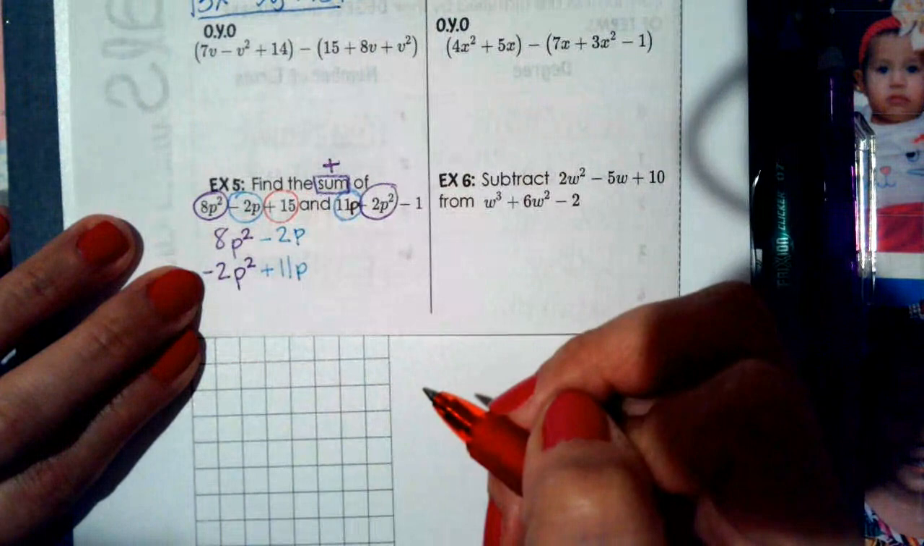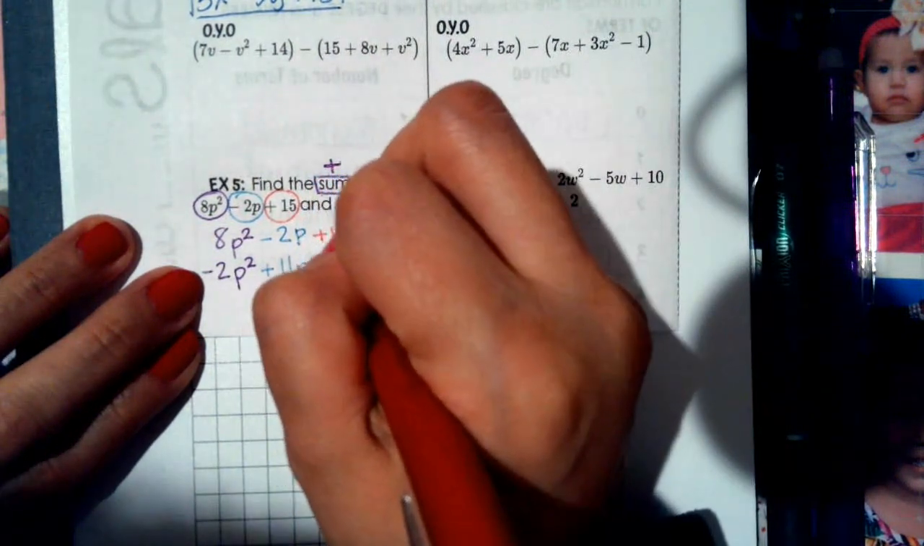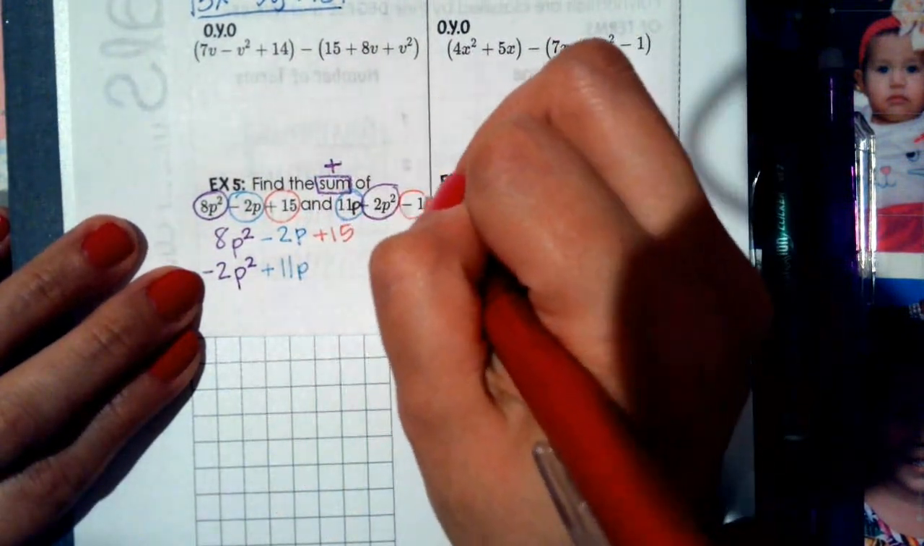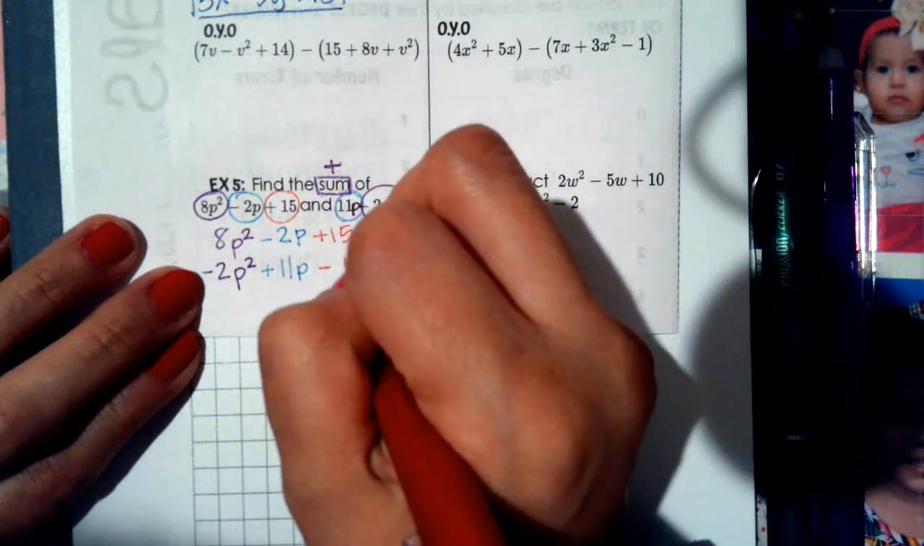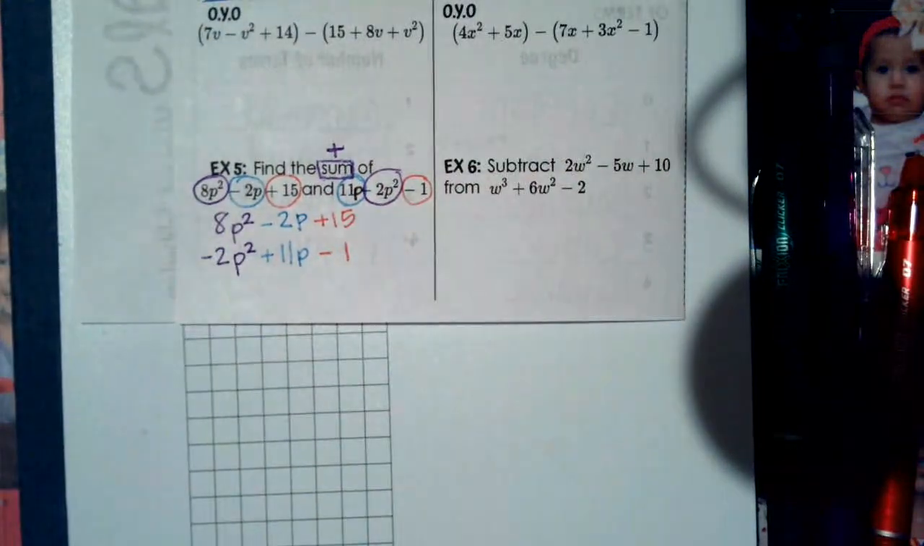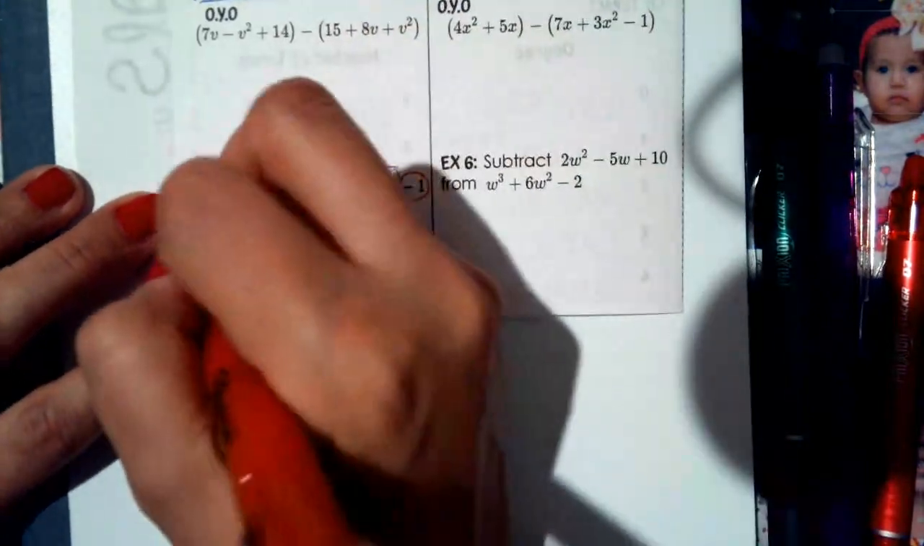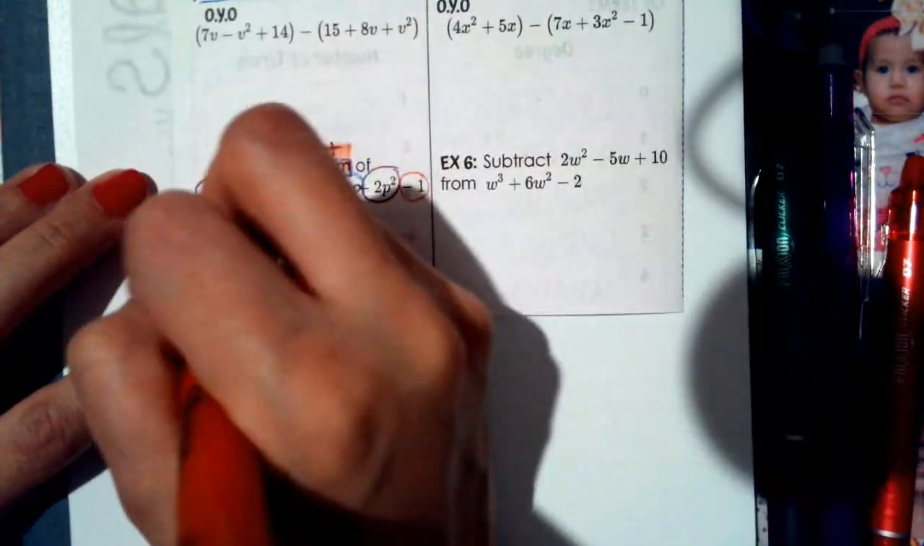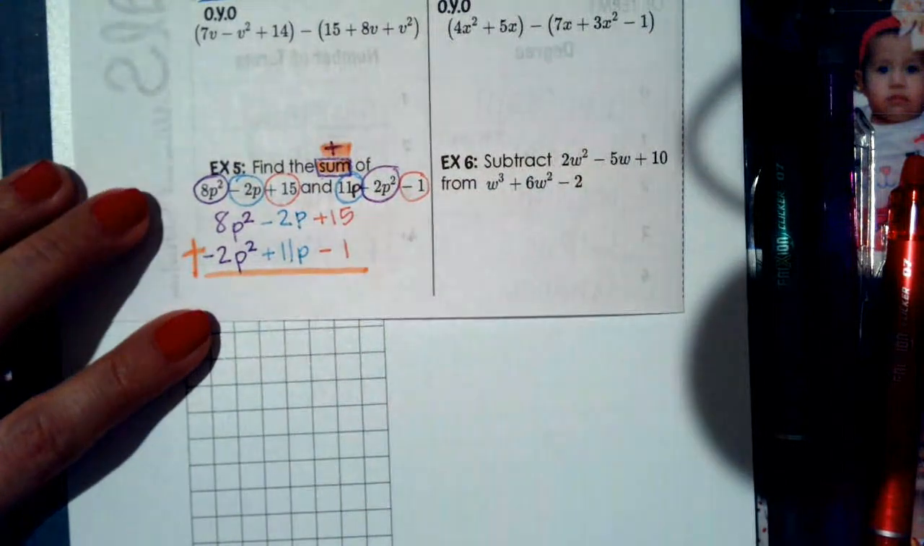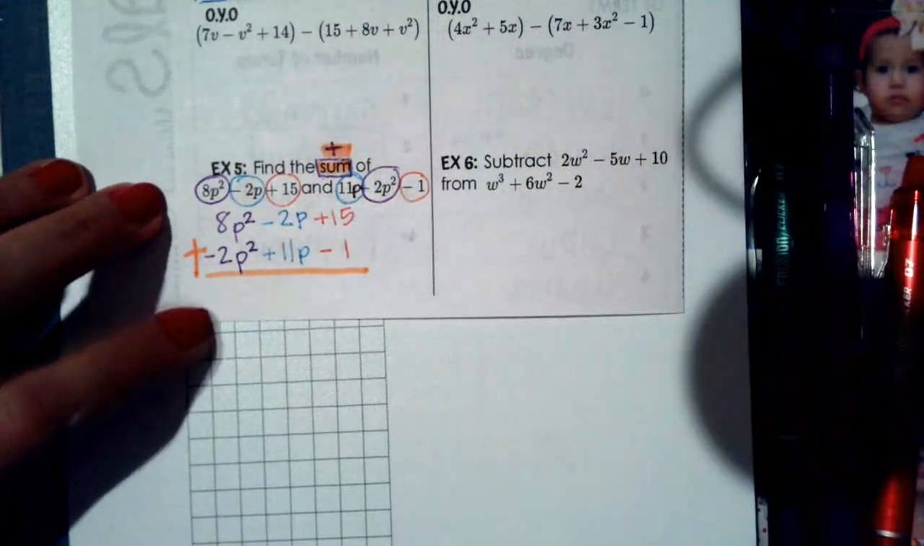Lastly, we have my constant of plus 15 and a constant over here of negative 1. Again, we saw earlier it said the word sum, and we know sum means to add, so I'm going to go ahead and put my big plus sign over here so I don't forget. And I'm going to add vertically.